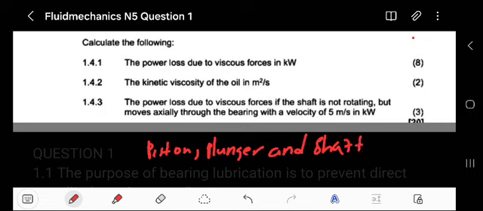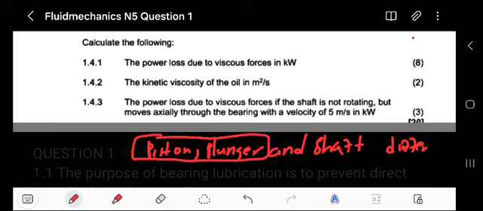These are different things. But the piston and the plunger are similar, so for these two you'll apply the same method. You'll use the direct formula. This goes under linear motion. Piston and plunger are under linear motion. But the shaft is rotating, so you'll work under angular motion.